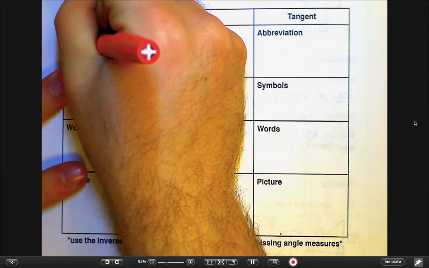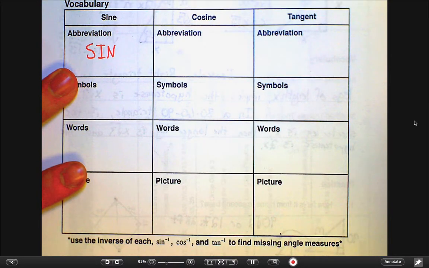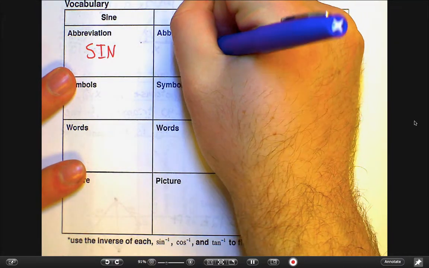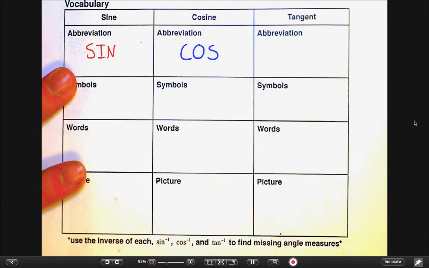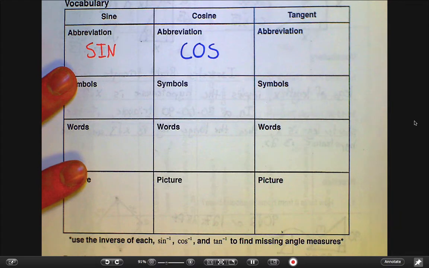Sine is represented with an S-I-N. We still say sine. I know it looks like sin, but we still say sine. Same thing for cosine. It's three letters, C-O-S. A lot of people try and say it's cos. It's not cos. We still say cosine. And we have to make sure we know what we should be saying there.